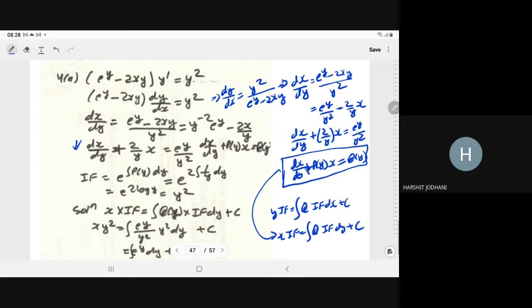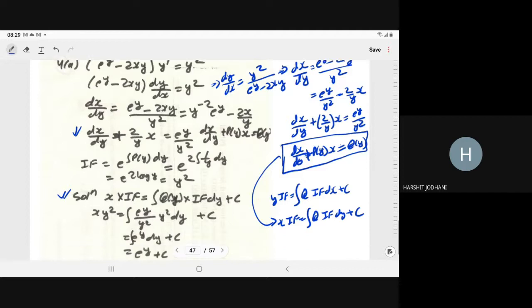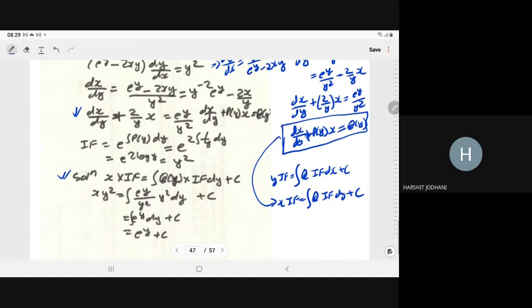So here it will become x into integrating factor is equal to integral of q into integrating factor with respect to y plus c. So here x into y square equals integral e to power y upon y square, that is the q, into y square dy. So what is the advantage? Here the y square you can cancel out. So we have a simple integral, e to power y dy. Its integration is e to power y plus c. So here we have the solution.